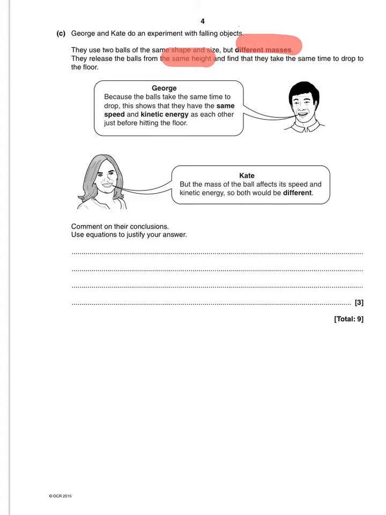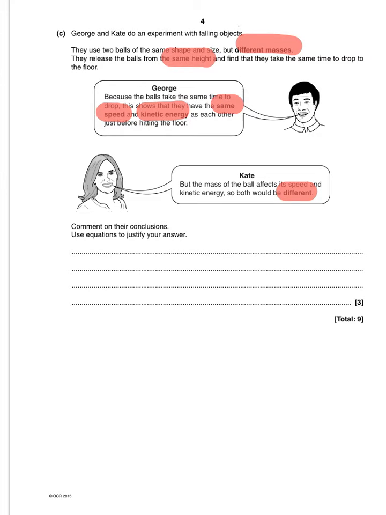Okay. So George says, because the balls take the same time to drop, this shows that they have the same speed and kinetic energy as each other just before hitting the floor. Kate says, but the mass of the ball affects its speed and kinetic energy, so they both would be different. Okay, comment on their conclusions, use equations to justify their answers.